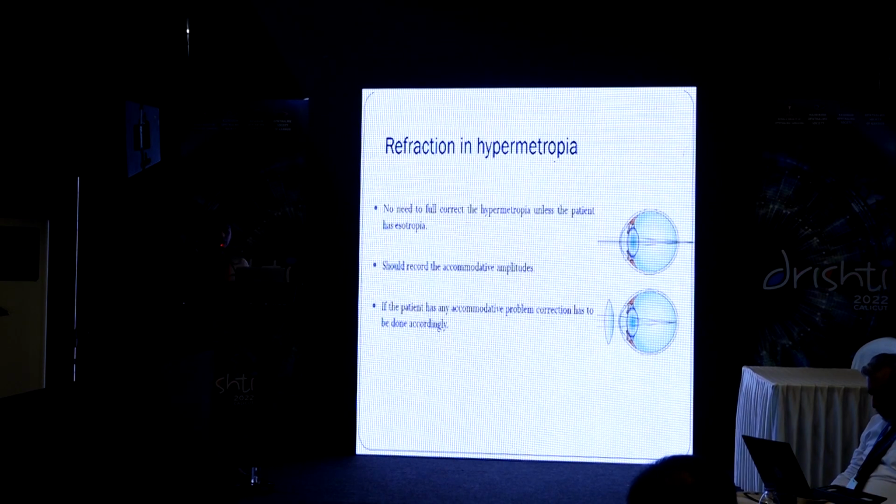So next is refraction in hypermetropia. We don't have to fully correct a hypermetropic child if there is no convergent squint. And we should record the accommodative amplitude. If in a routine checkup the child or any patient is hypermetropic, we should consider performing an NPC, a simple NPC or NPA. That's very simple. So we should measure the accommodative amplitude in every patient who has hypermetropia. And we should perform the fogging. It's very important. I'm not going to explain in detail.